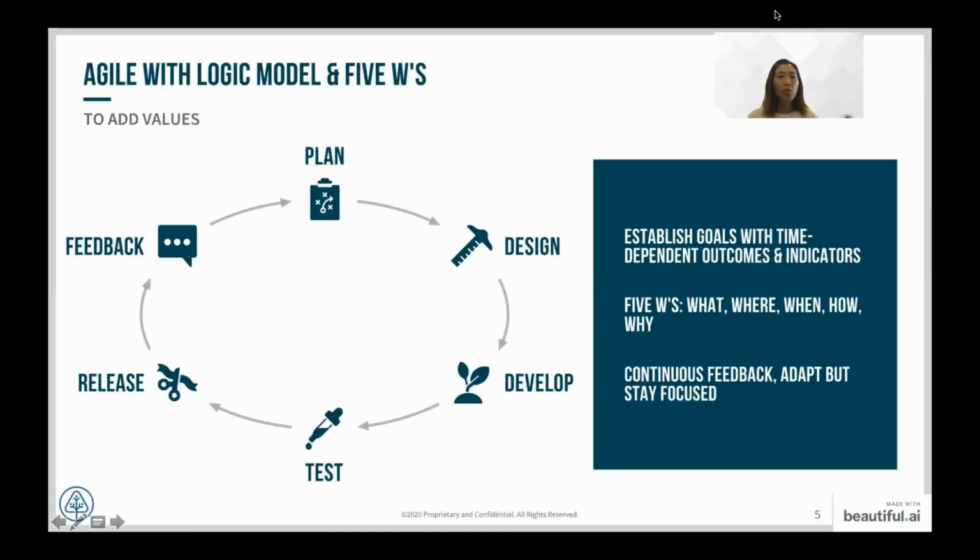When you apply Agile methodology to education settings, sometimes it works best when you incorporate it into existing models that you're already using. So one of the approach that we take is we incorporate into logic model or 5Ws. It helps us establish goals with time-dependent outcomes and indicators that are clear. And by defining what the project is, where it's going to happen, when and how and why, thinking about those terms helps us have a clear outcome and indicators.